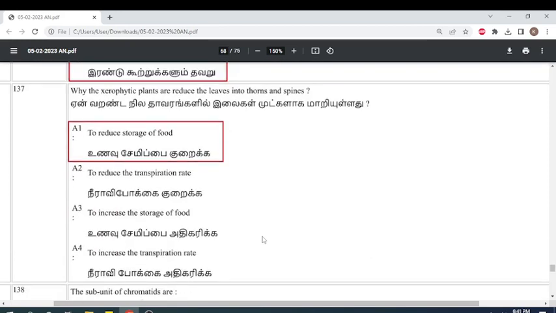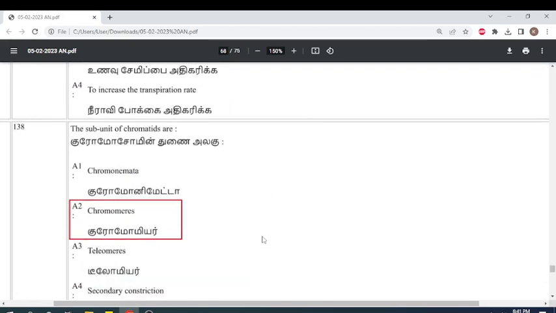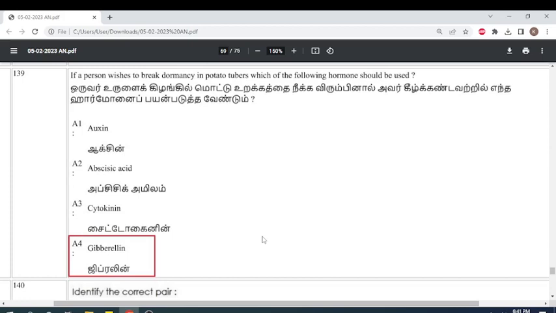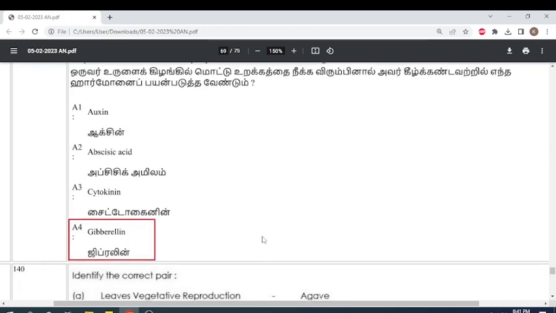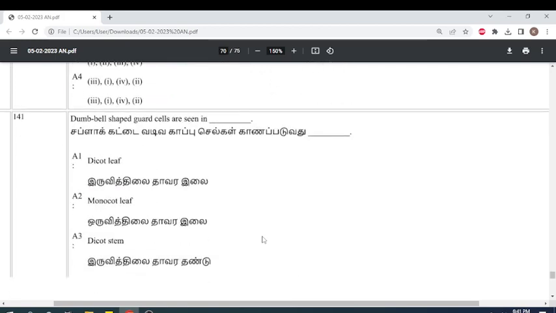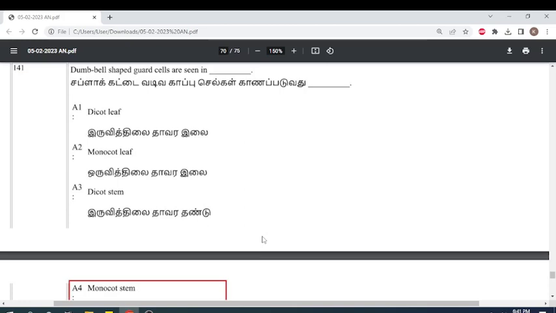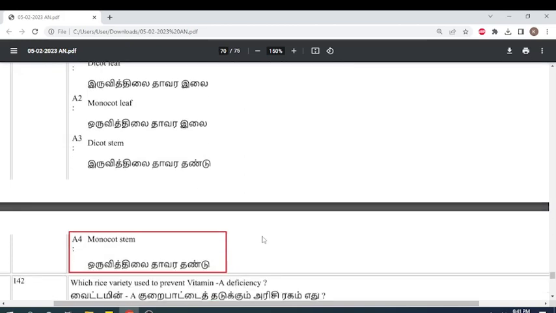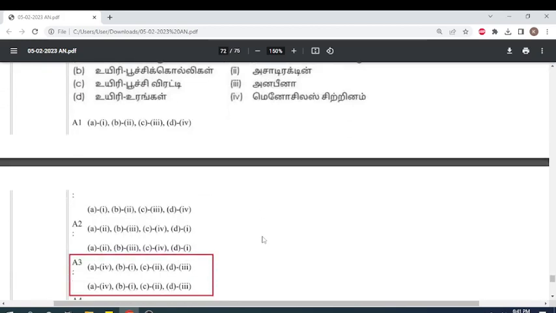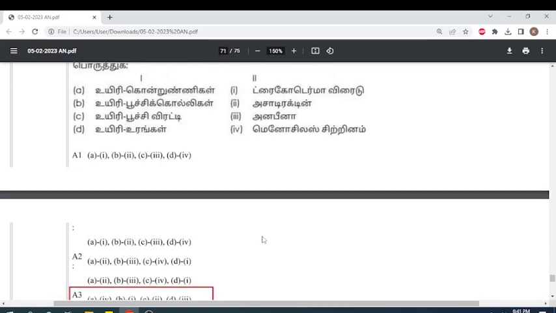137 questionக்கான answer A1. 138 questionக்கான answer A2. 139 questionக்கான answer A4. 140 questionக்கான answer A1. 141 questionக்கான answer A4. 142 க்வெஸ்சனுக்கான ஆன்சர் A2. 143 க்வெஸ்சனுக்கான ஆன்சர் A3.